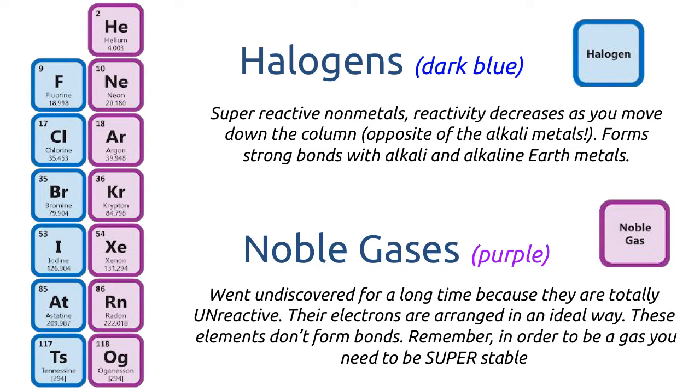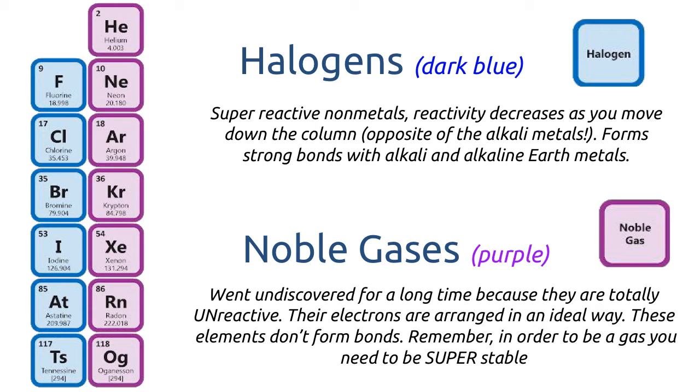Towards the end of our periodic table, we have our halogen group. That is our second most reactive group after our alkali metals, and they like to bond with our alkali metals as well. So these are not found on their own in nature. They like to form strong bonds with alkali and alkaline earth metals. And unlike the alkali metals, where as we go down the periodic table they get more reactive, my halogens are the opposite. So if you look at the blue group, fluorine at the top is actually the most reactive of my halogen group.